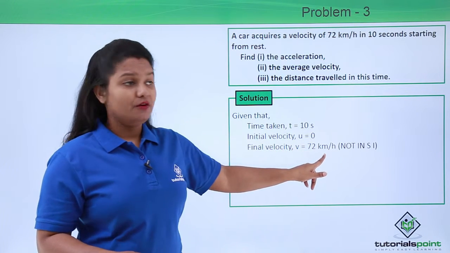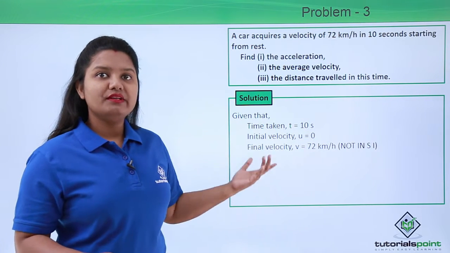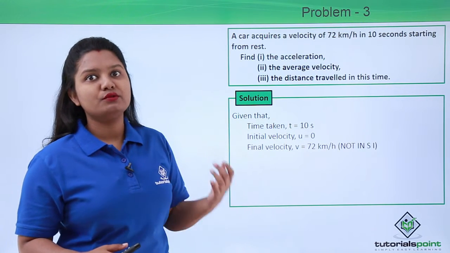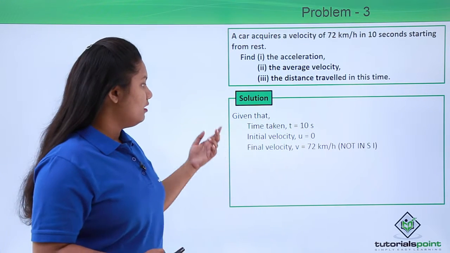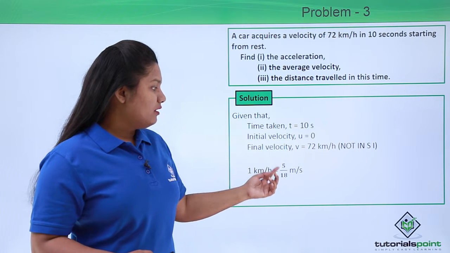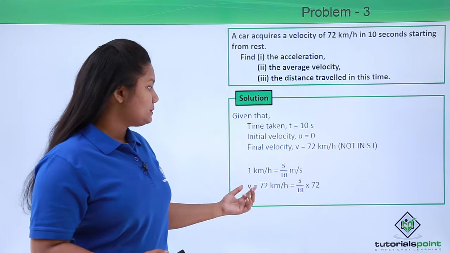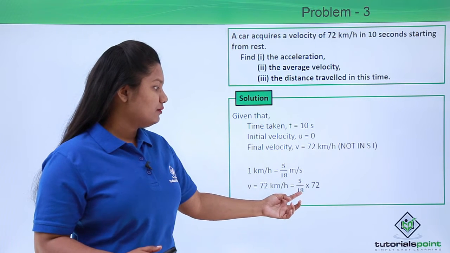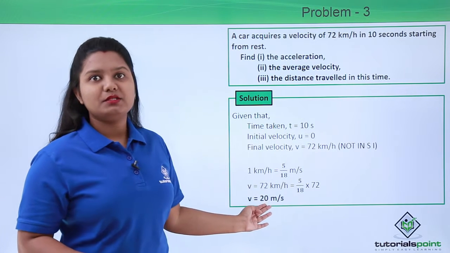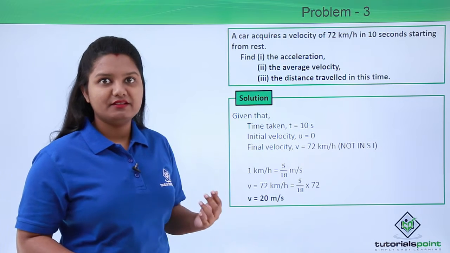Now here kilometers per hour is not the SI unit of velocity, so we need to convert it to SI units, that is meters per second, before proceeding to solve the problem. So let us do that first. We know that 1 kilometer per hour equals 5 by 18 meters per second. So 72 kilometers per hour will be equal to 72 multiplied by 5 by 18, which is 20 meters per second. So our final velocity becomes 20 meters per second.